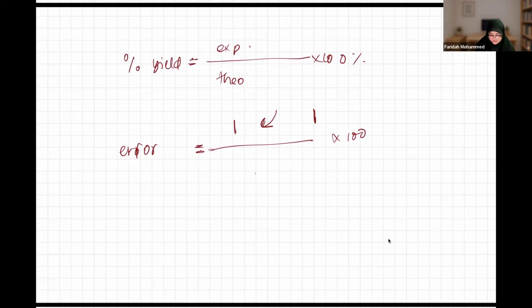Oh yeah, calculated. Okay, so this is your correct answer, and this should be what you calculated minus correct. If you get a negative value, just take the absolute value. Don't leave it negative and get a negative percent error.